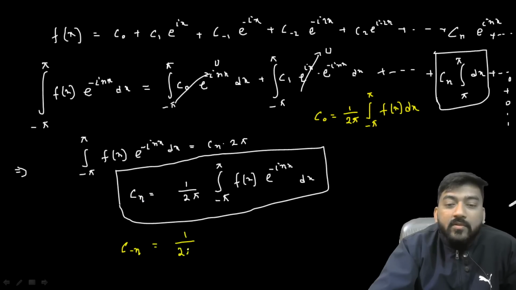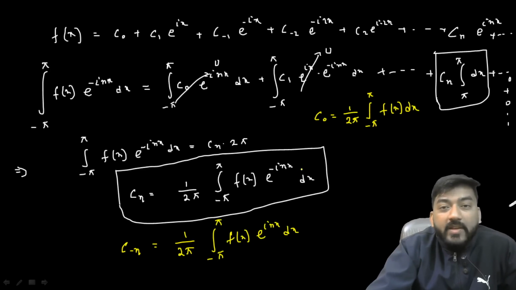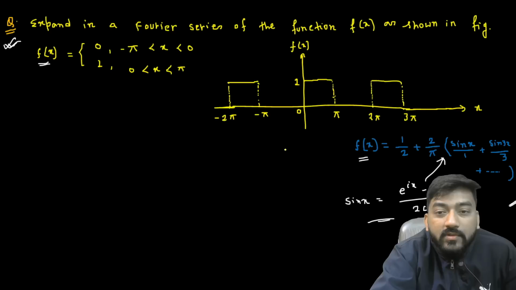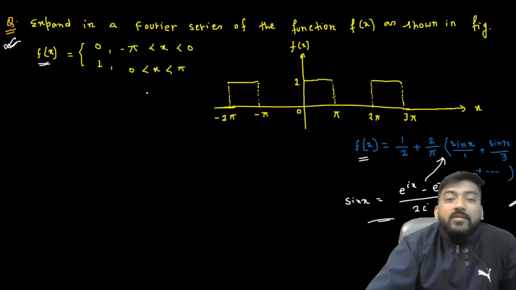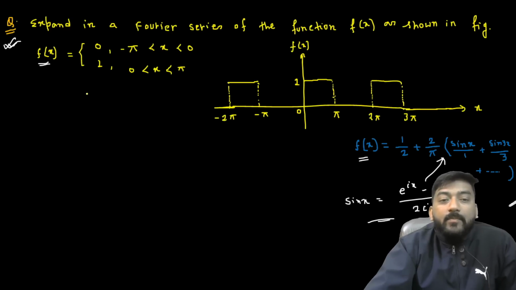It's just 1 upon 2 pi integration minus pi to pi f of x e to the power inx. Okay, so this is your Fourier coefficients or complex form of Fourier. Okay, so now let me again use this previous example to find out the complex form of Fourier series. Then we will move to here also. Okay, so let me first find out the complex form.